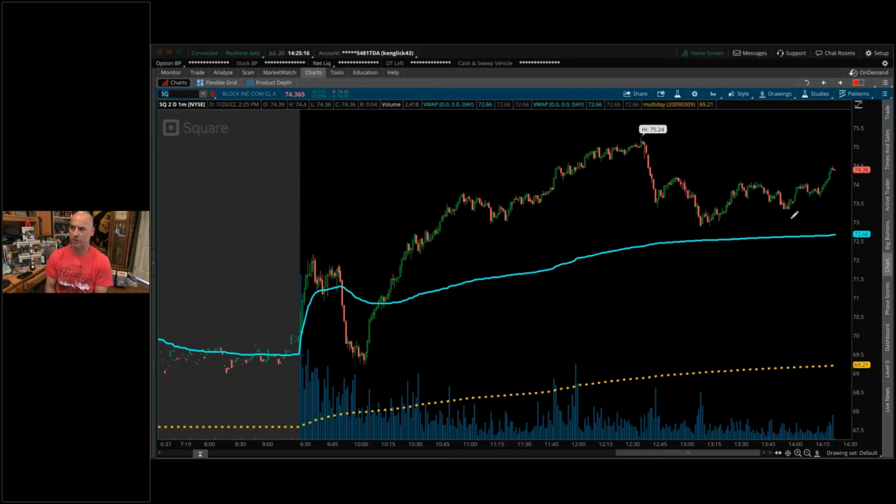Here's another person who wants to know about Square. Again, dip and rip. You never want to ignore that blue line. Once you get back over that blue line, that dip is over. And what a beautiful trade that would have been.